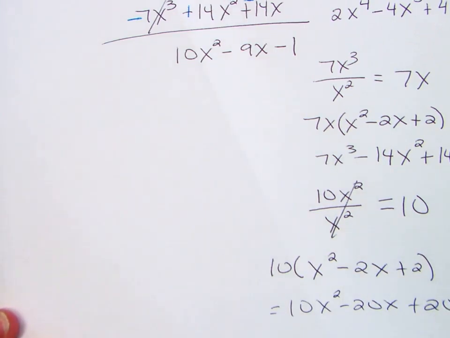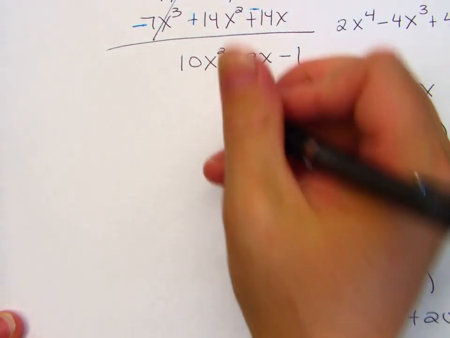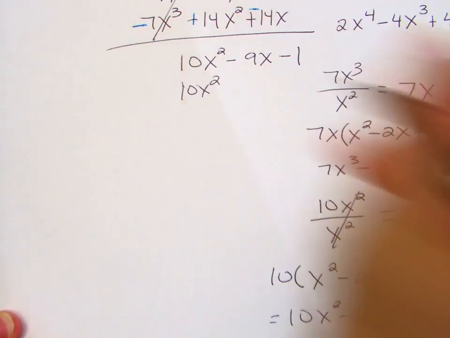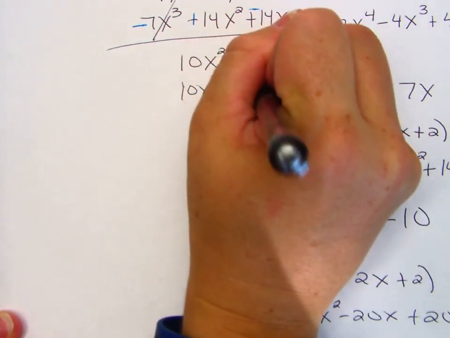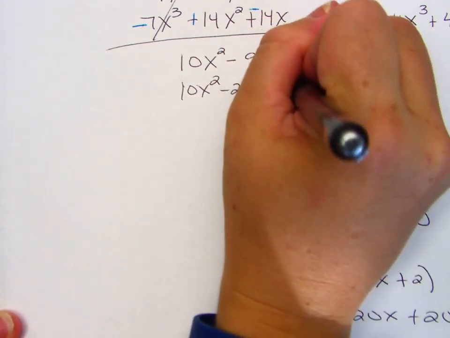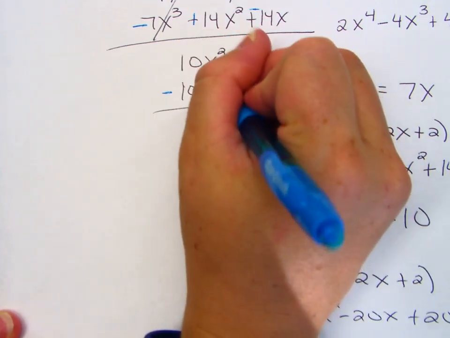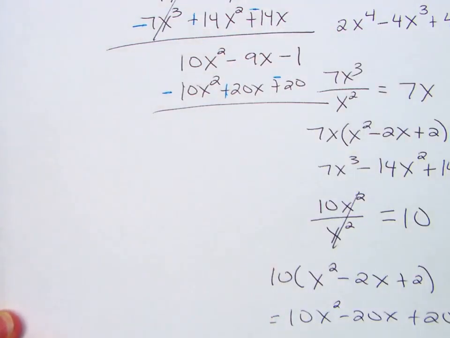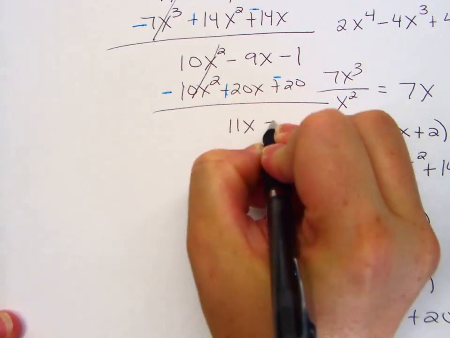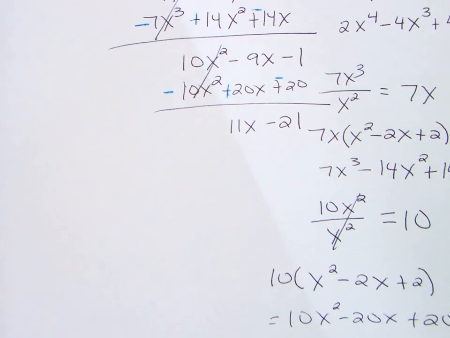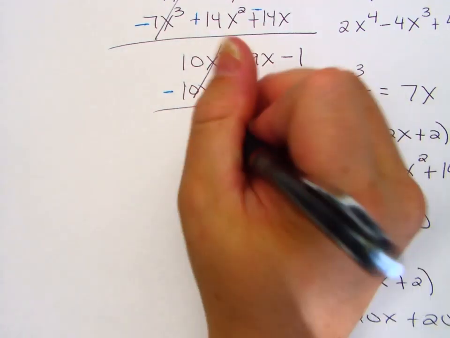That's what you're going to subtract. Put it underneath. Change the sign at the bottom. 10's cancel. You get 11x minus 21. Now, you might think you have to do it again, but this is actually your remainder.